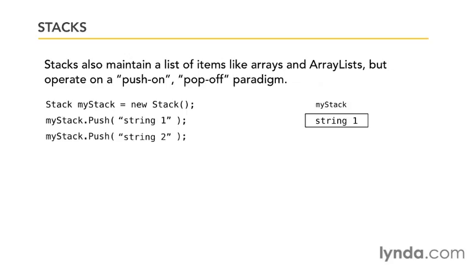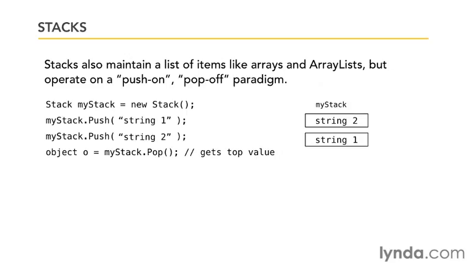If I then push another piece of data, say string2, string1 will slide down and string2 will now be the new top. And I can keep on doing this with successive pieces of data. I could have strings 3, 4, 5, and so on. To get the data off the stack, instead of using push, I use pop. So I would declare an object variable, in this case called O, and then call myStack.pop. This will get the top value on the stack. So after calling pop, string2 pops off, and then string1 slides back up.